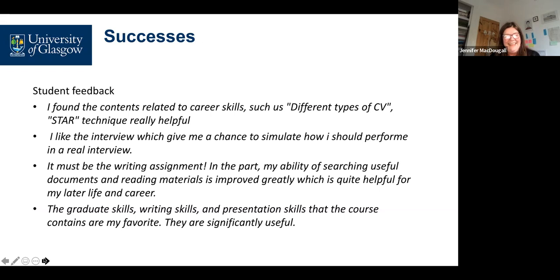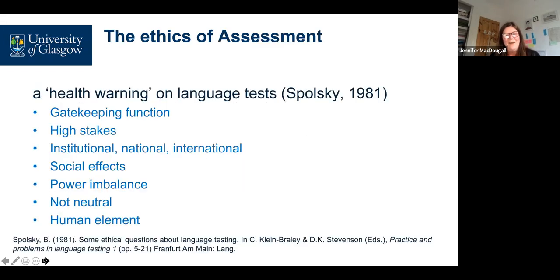Okay, my last comment about assessment is the whole idea of how ethical assessments are. And I've put a few comments here for us to think about. Is it possible for us to have something that's neutral when we're assessing students? I'm not sure if it is.